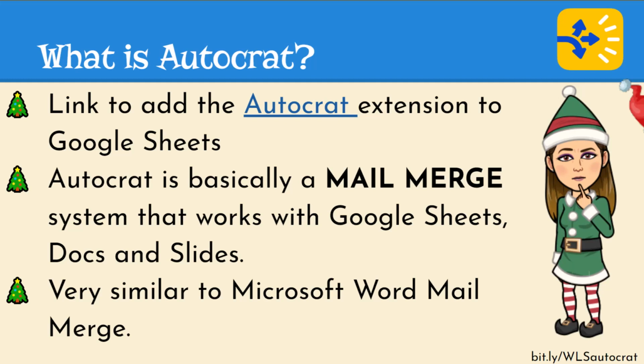Autocrat is basically a mail merge system that works exclusively with Google Sheets. Then you can create merge documents, and these merge documents can either be Google Docs or Google Slides, but the extension is found in Google Sheets. It's very similar to the Microsoft Word mail merge system. So now let's see exactly how this works.